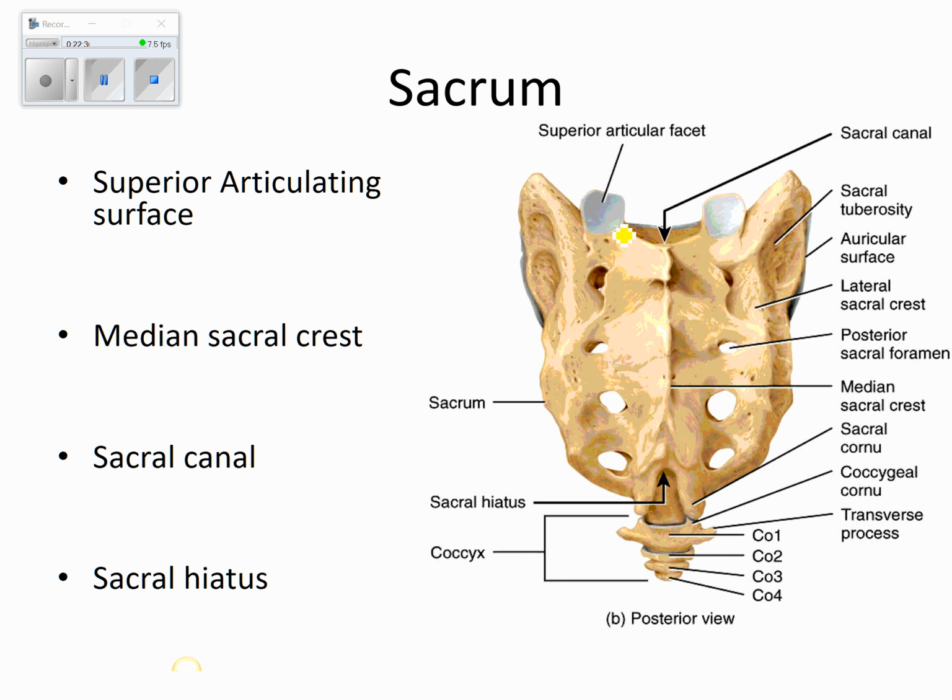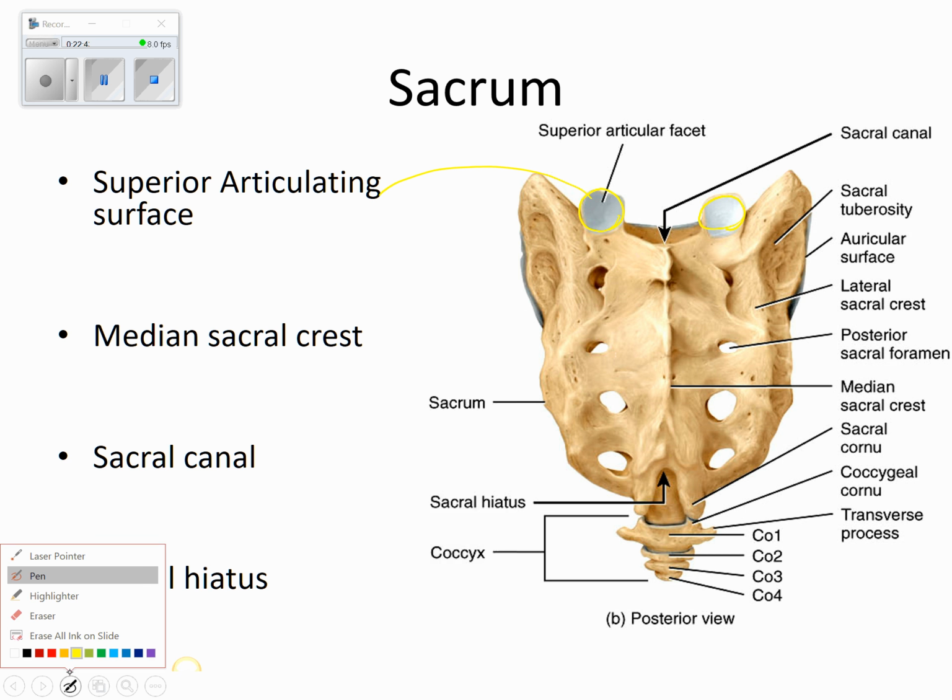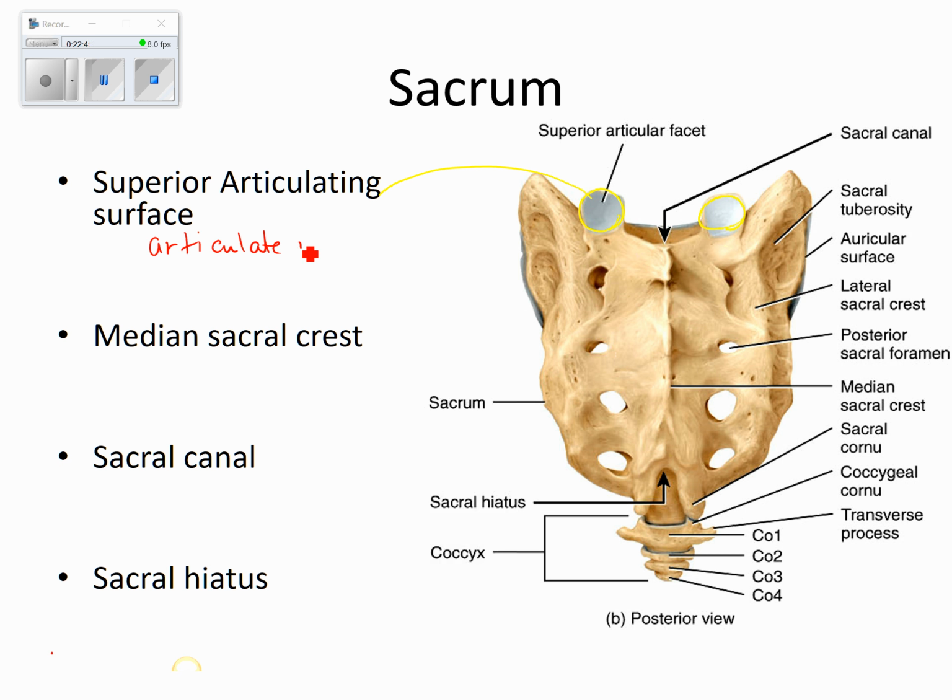Next, you have your superior articulating surfaces located here. These are going to articulate with your L5, or your lumbar vertebra 5. The median sacral crest is down the middle here. The median sacral crest used to be the spinous processes of the vertebrae, but now they're fused together to form that median sacral crest when they form the sacrum.